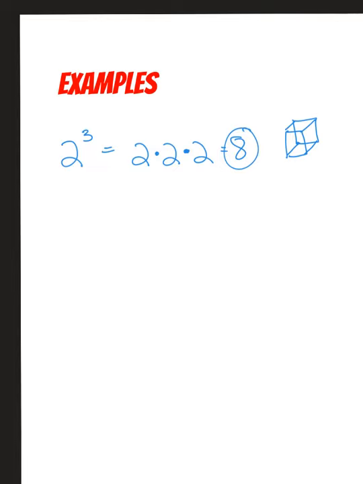Now, what if we had something like 4 squared? We can make our square. Well, that's a pretty bad square, but that's all right. You get the idea. This would be 4 times 4, the base 4 times itself 2 times. And 4 times 4 is 16.